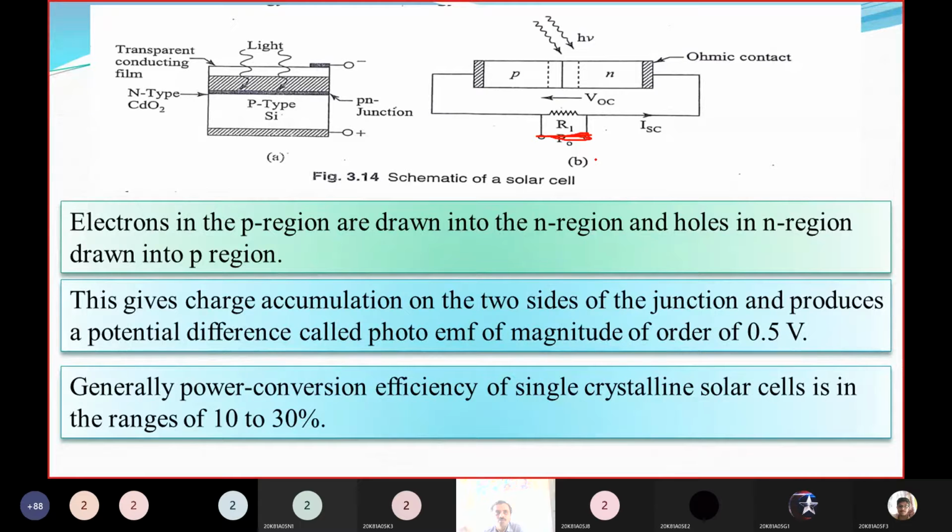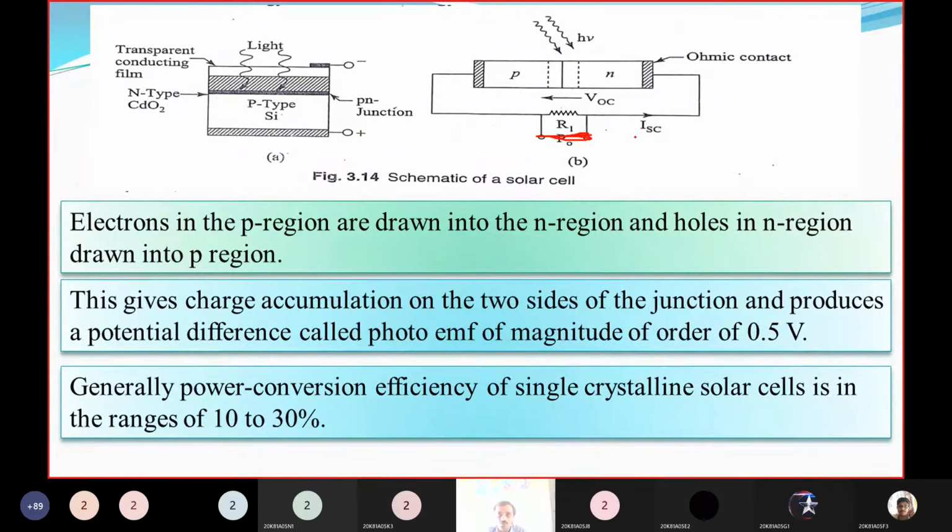Without load resistance, what is the current passing through the circuit? That is the short circuit current. To measure it experimentally, just remove the load resistance and short these two terminals. Now by using an ammeter we can measure the current passing through, that is the ISC.